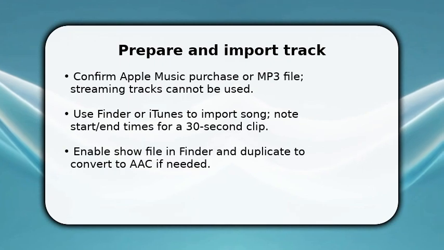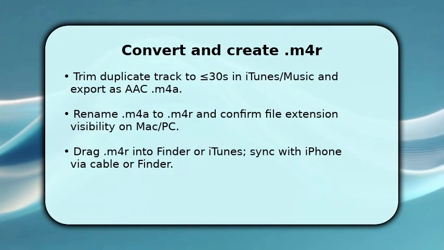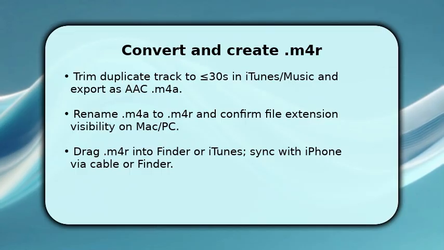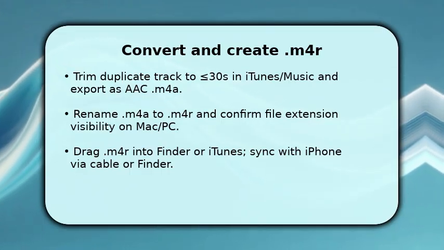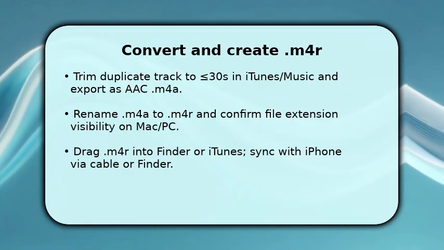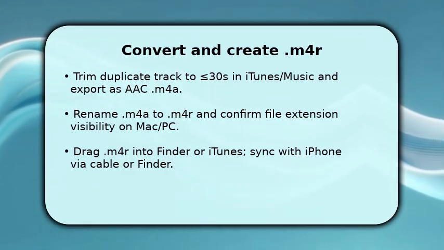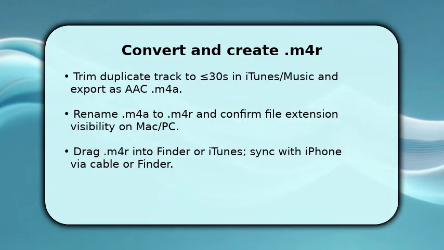Once you have the trimmed duplicate, you convert it to AAC so it becomes an M4A file that preserves quality while allowing ringtone use. Next, change the file extension from M4A to M4R. This tells iOS it's a ringtone. Make sure your system shows extensions so you can rename safely.